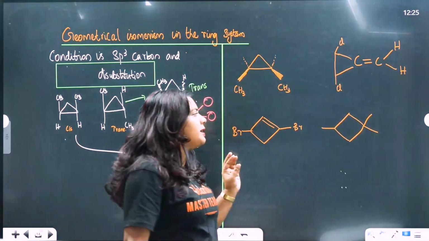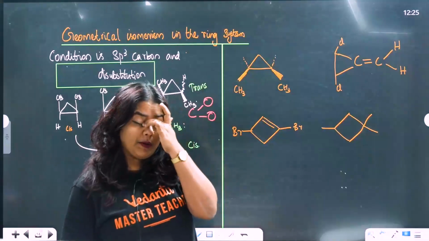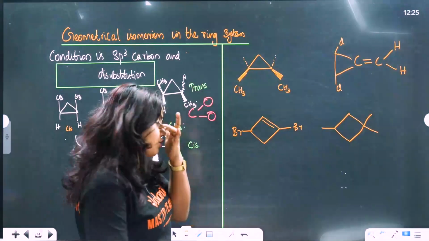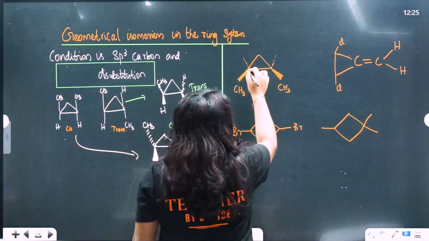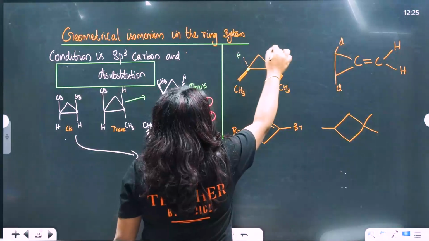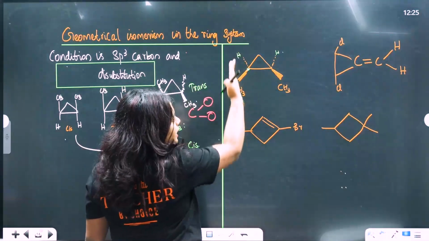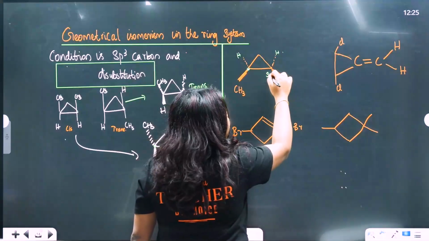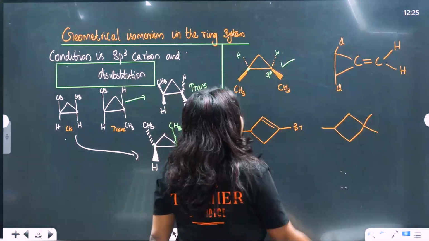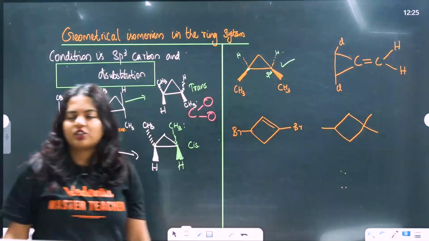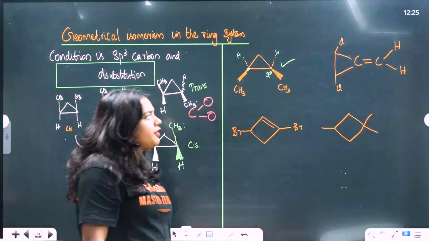I told you it should be sp3 hybridization, and there should be di-substitution also. While checking this particular carbon, they have nothing, which means there is a hydrogen, right? So they have di-substitution. While checking this carbon, they have di-substitution, and this is sp3 hybridization also. So the isomerism is possible in the first case, right? Isomerism is possible in the first case.